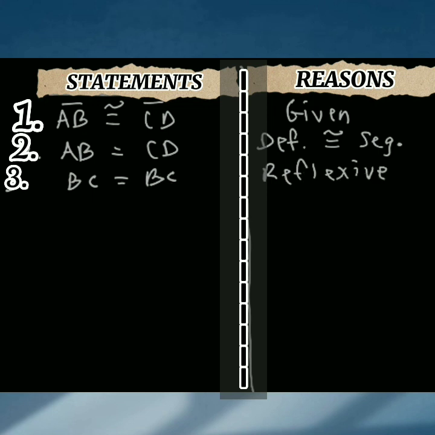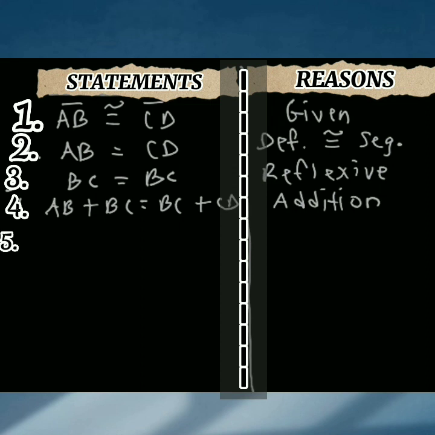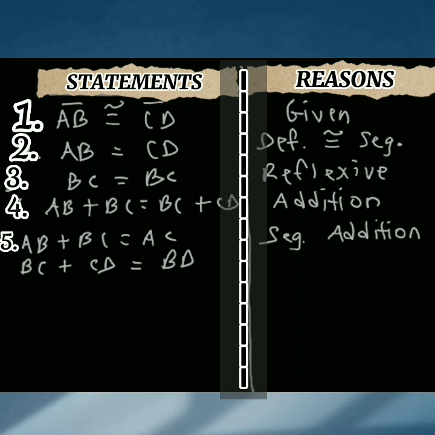So we're going to add statements 2 and 3 in order to get statement 4. By adding statements 2 and 3, this is statement 4: AB plus BC is equal to BC plus CD. The reason is the addition property. The fifth statement is AB plus BC equal to AC, as the illustration shows, and another statement 5 is BC plus CD is equal to BD. The reason is the segment addition postulate.